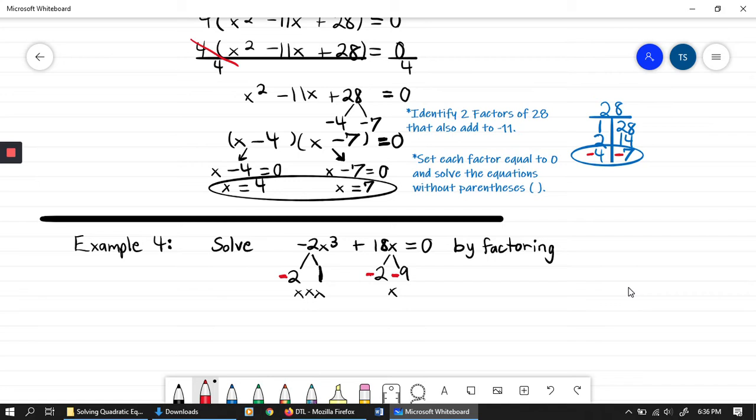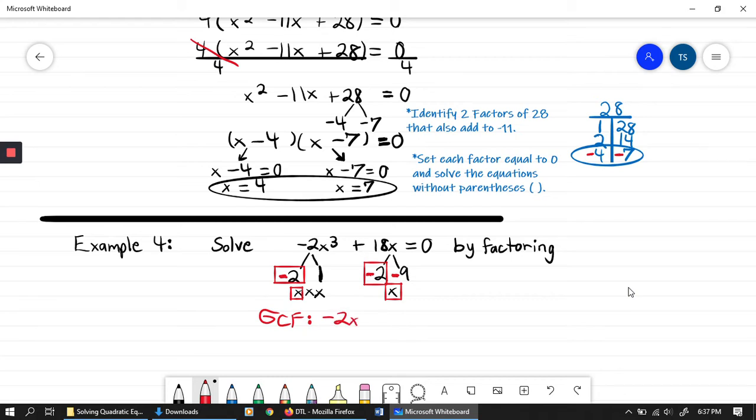All right, so with GCFs, not only do you need to consider the numbers or the constants, but you also need to consider the variables involved as well. So with the variables, there is an x in common between them. Okay, so when we put it all together, the part that came out from the numbers and from the x, the GCF is negative 2x.